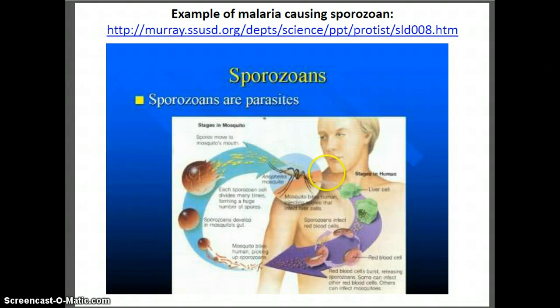And also, sporozoans are parasites that, for example, can cause malaria. And this shows you how malaria can be conveyed. This sporozoan is transmitted to people via the mosquito.